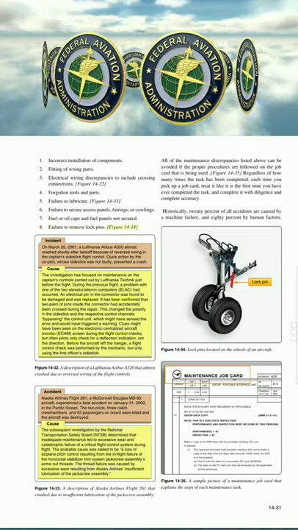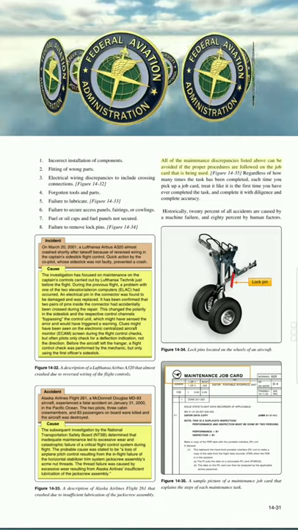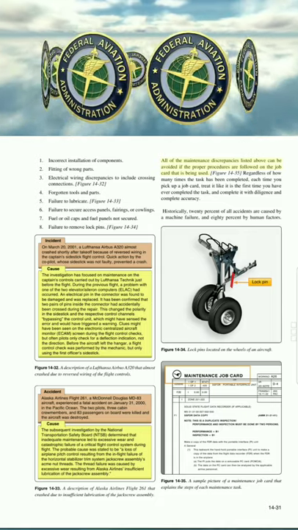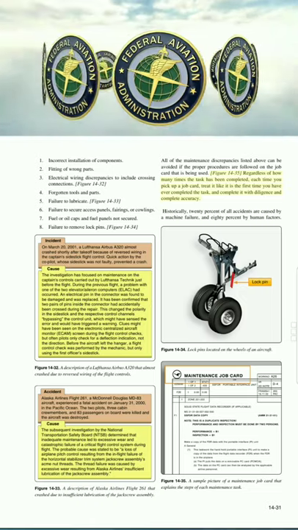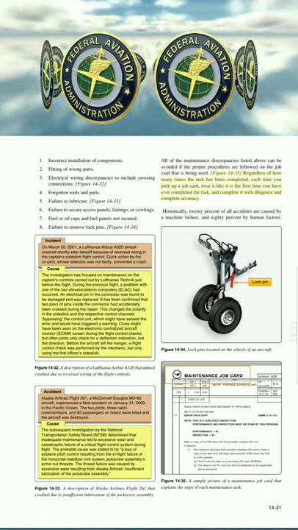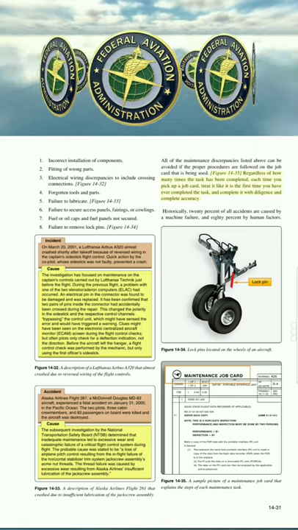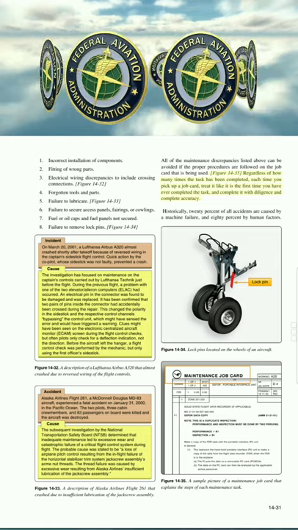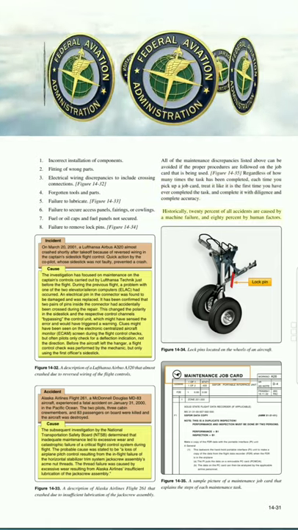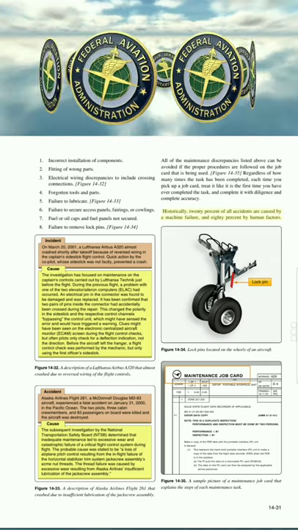Figure 14-34. All of the maintenance discrepancies listed above can be avoided if the proper procedures are followed on the job card that is being used. Figure 14-35. Regardless of how many times the task has been completed, each time you pick up a job card, treat it like it is the first time you have ever completed the task, and complete it with diligence and complete accuracy. Historically, 20% of all accidents are caused by a machine failure, and 80% by human factors.